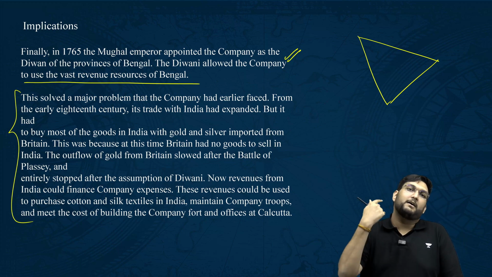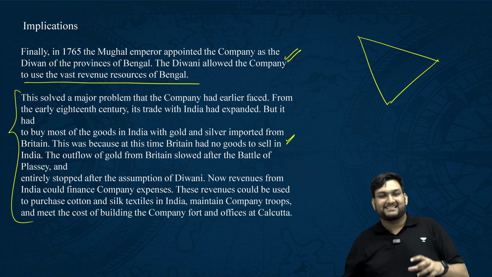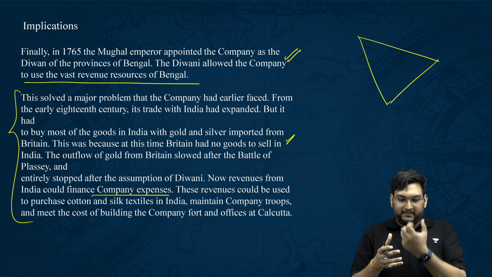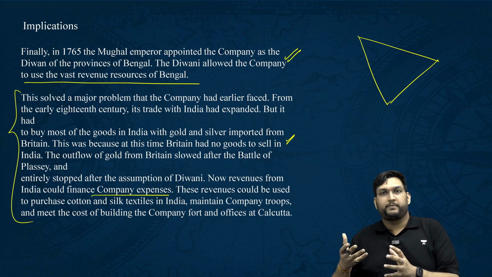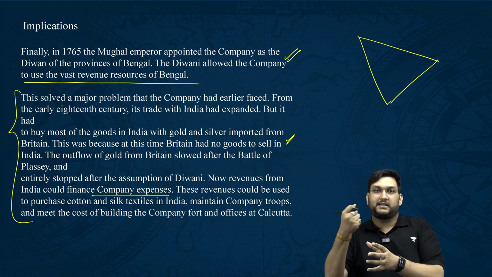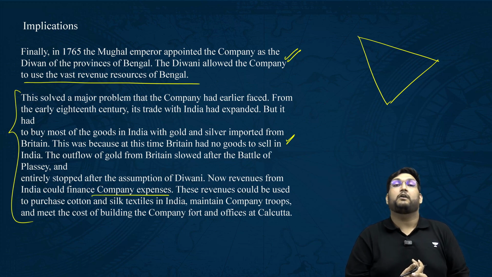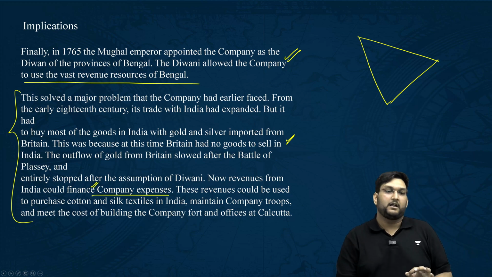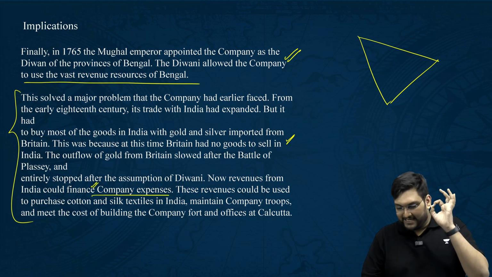Perishable items, used up, bleeding gold. Now what they could do was, they could just take the money out of Bengal, buy whatever they wanted to buy and send it to England, and then convert it into opium, via which they were drugging the Chinese itself. They will drug the Chinese, take their gold, buy silk and tea and take everything to England. Now there's no outflow of gold and silver. Everything is being done within India. So now the revenues from India could finance company expenses.